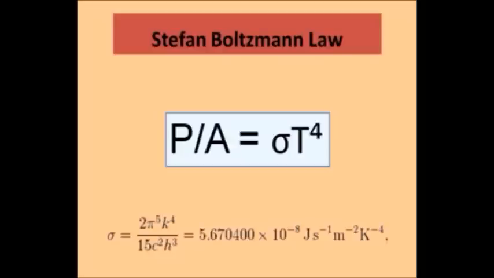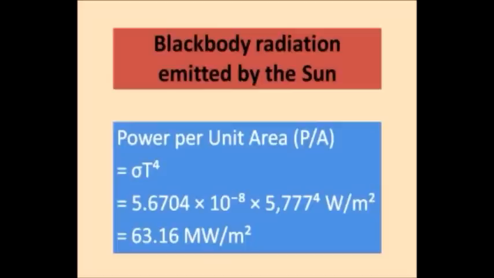Stefan-Boltzmann's law. A body in space radiates an amount of energy proportional to the fourth power of its temperature. The warmer the body, the more energy is lost. Power per unit area, that's P over A, equals sigma, a constant, multiplied by temperature in Kelvin raised to the fourth power.